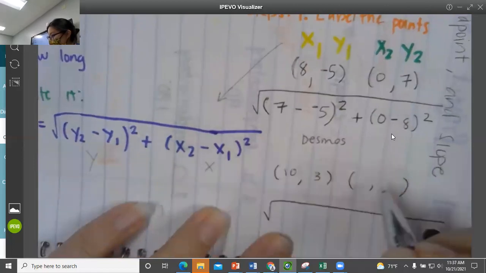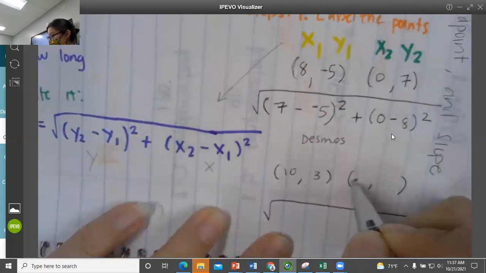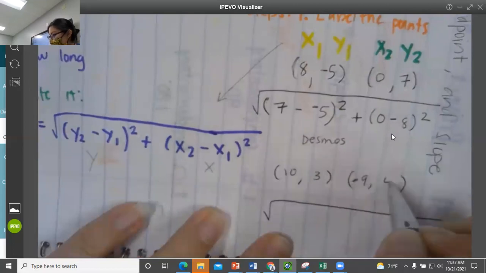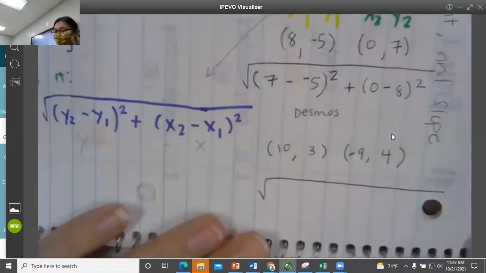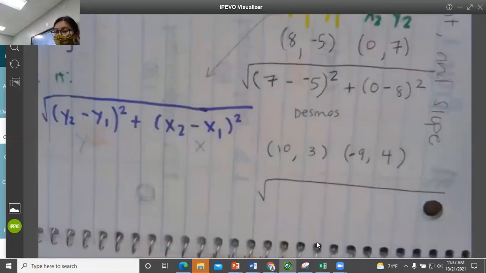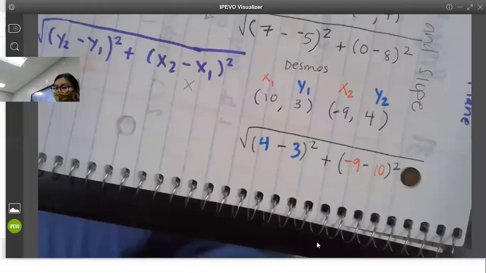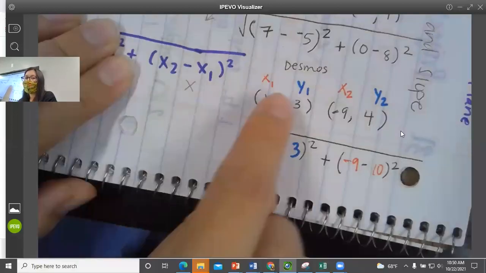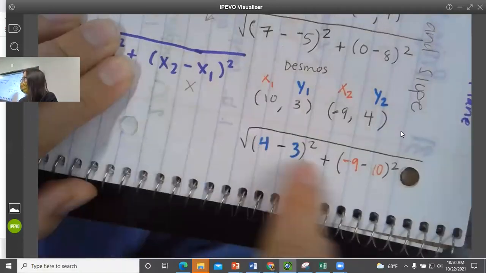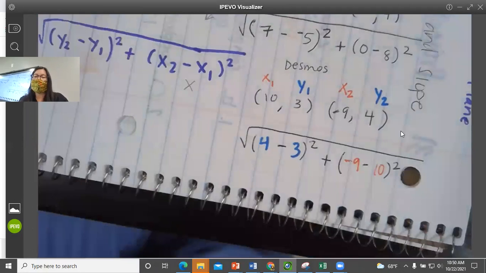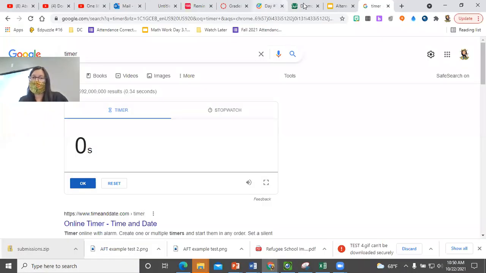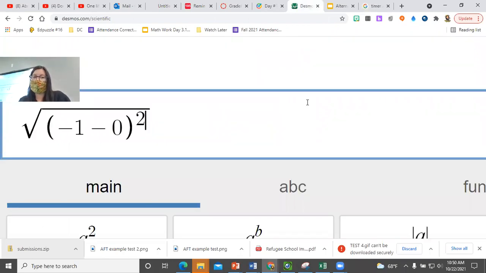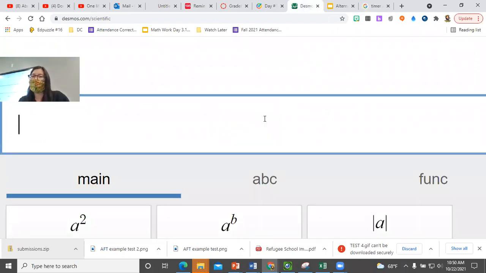10, 3, -9, and 4. So label X1, Y1, X2, Y2. Put it in your formula. So we labeled the points. We put them in our formula. Y2 minus Y1. There's no commas here. We put the squared, and then we're going to put it into our decimals calculator. So please go to decimals.